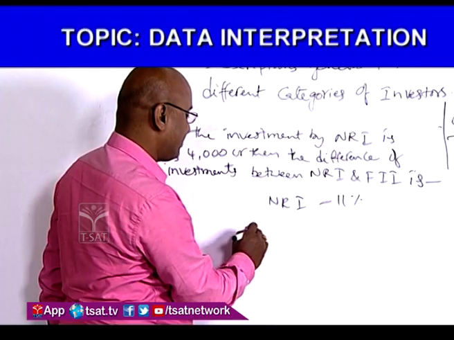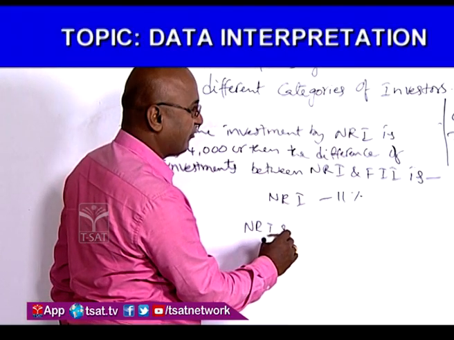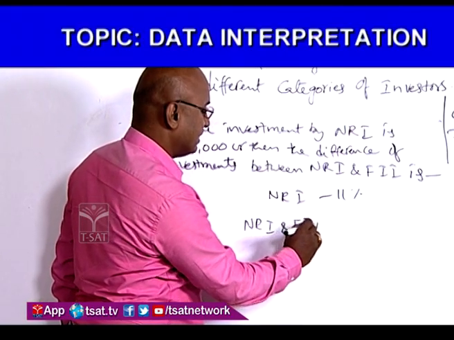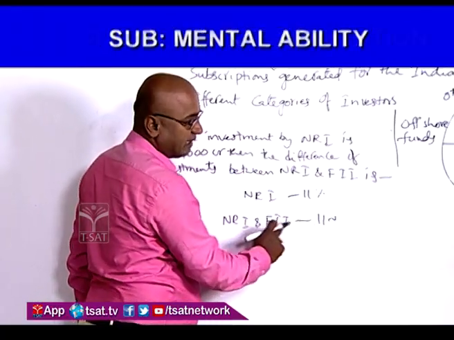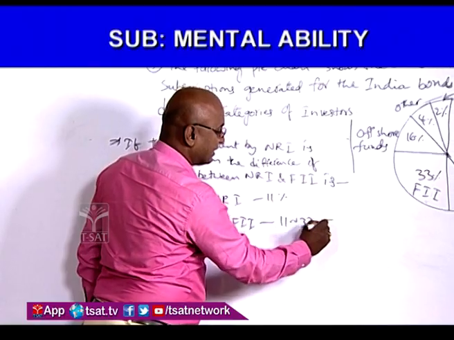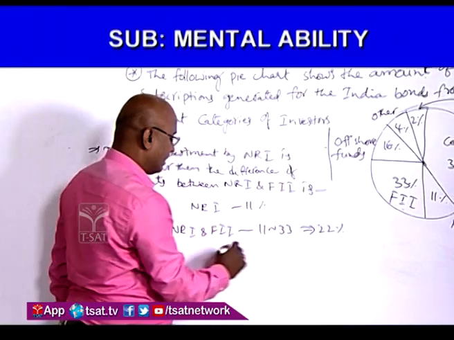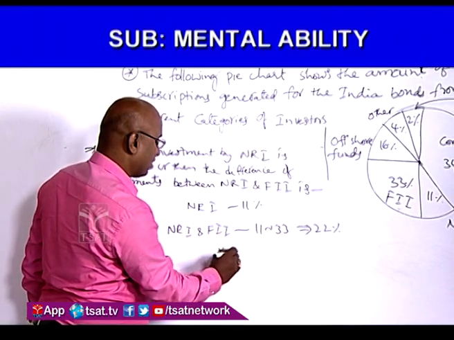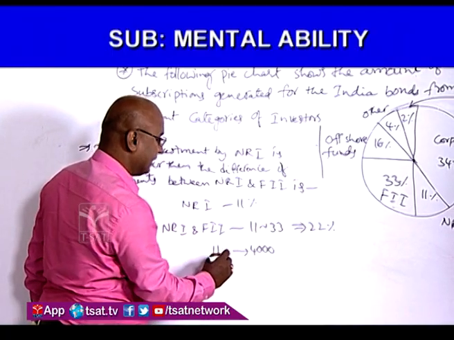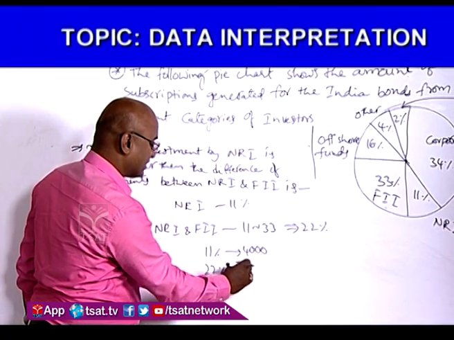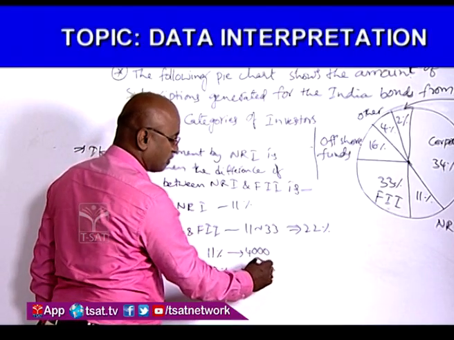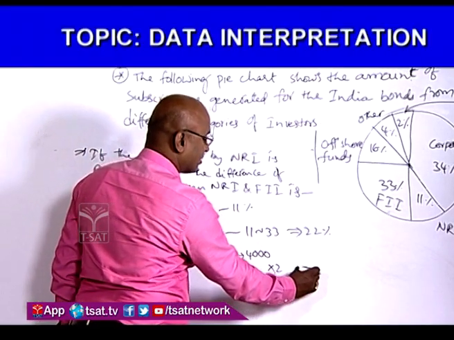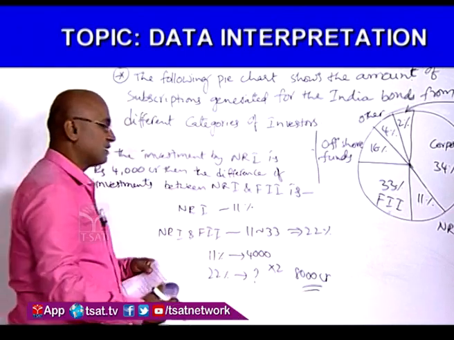Here NRI is 11%, and the difference between NRI and FII: NRI is 11% and FII is 33%, and the difference is 22%. Suppose if 11% is 4,000 crores rupees, then 22% is how much? Just double, 11 twos are 22. Similarly, 4,000 into 2 is equal to 8,000 crores rupees. So what is the problem here?